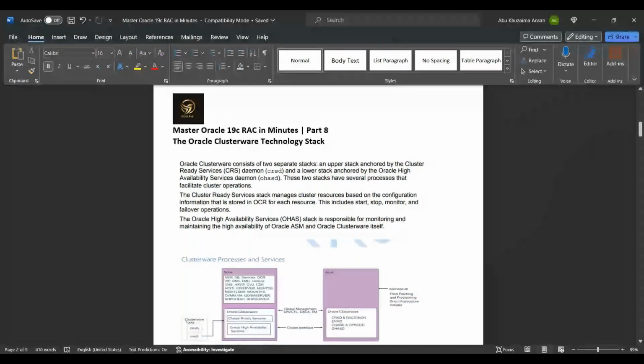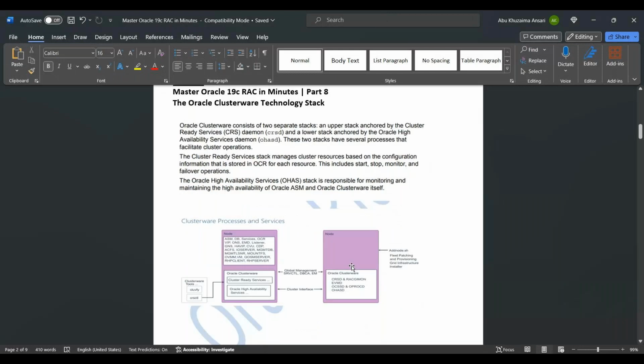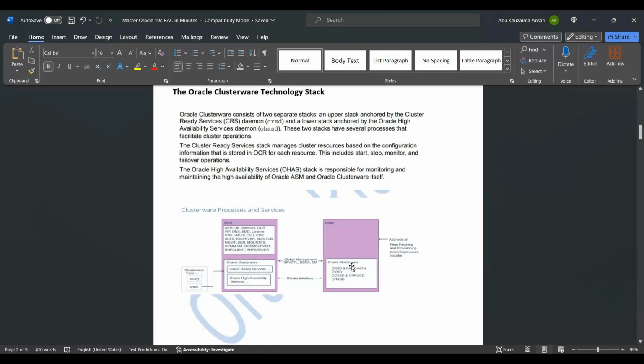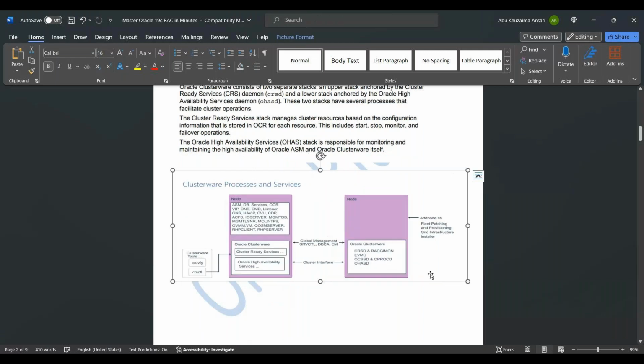And you can see in the diagram, this is showing Clusterware processes and services. So here you can see that we have both nodes, and we have Oracle Clusterware. In that you can see Oracle Cluster Ready Services and Oracle High Availability Services. Okay, the source of this image is the Oracle documentation, so I have to mention this.